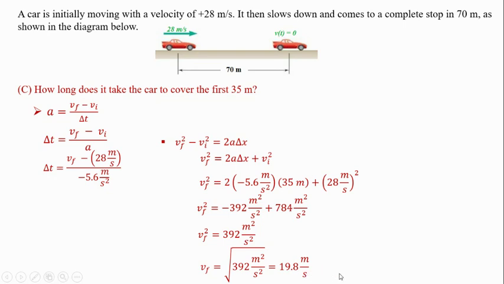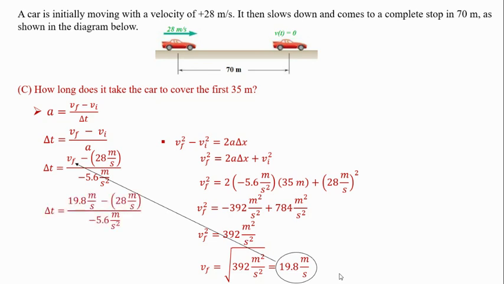Now that we found the velocity, we can plug it back in for the velocity that was missing. So the car is moving at a rate of 19.8 meters per second by the time it gets to the 35 meter mark. You just found VF, so substitute in. VF is simply replaced with 19.8. And then from there, we just simplify our calculator work, and you'll get a time of about 1.46 seconds. So that's how to do this one.